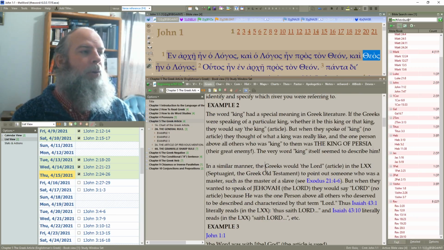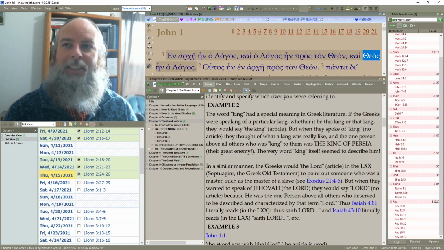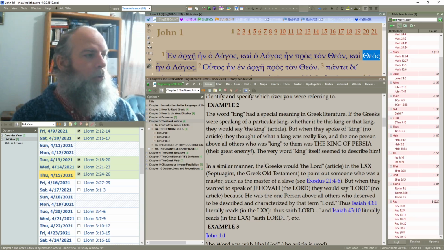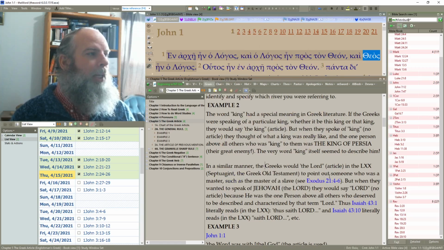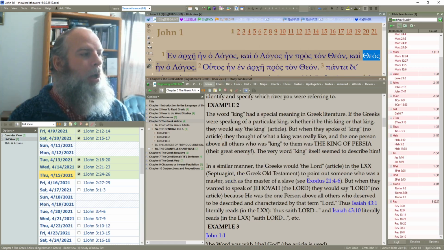In a similar manner, the Greeks would use the Lord, with the article, in the LXX, the Septuagint, the Greek Old Testament, to point out someone who was a master, such as a master of a slave. Exodus 12:21, 4-6. You see the LXX on the bottom. I have some other versions as well. But when they wanted to speak of Jehovah, the Lord, they would say Lord, no article, because he was the one person above all others who deserved to be described and characterized by the term Lord.